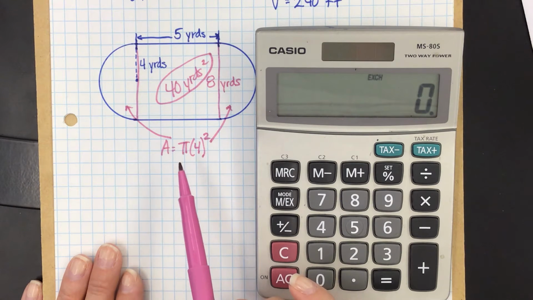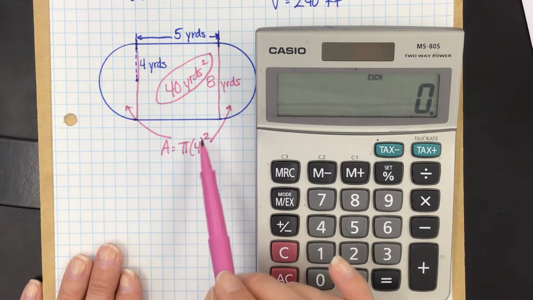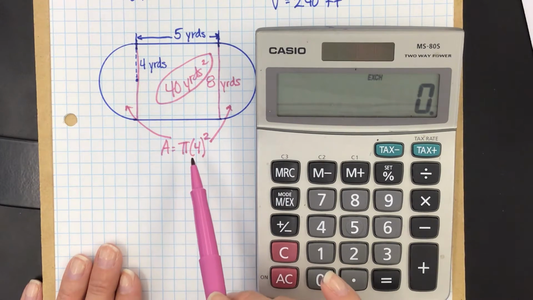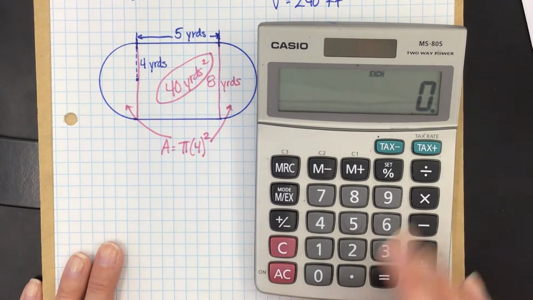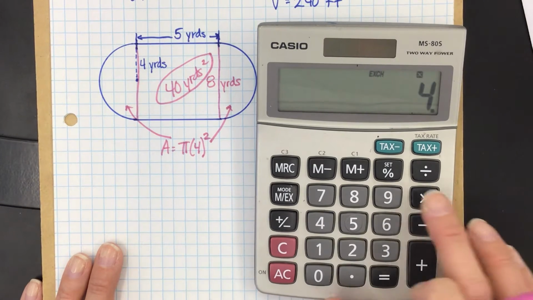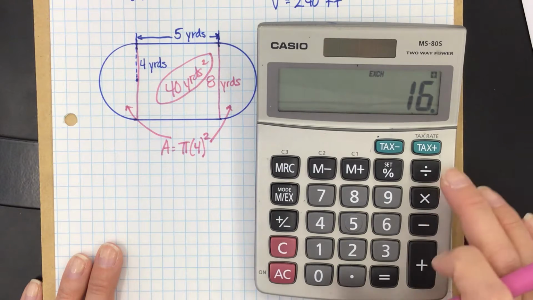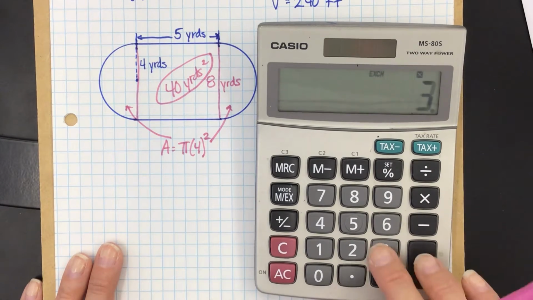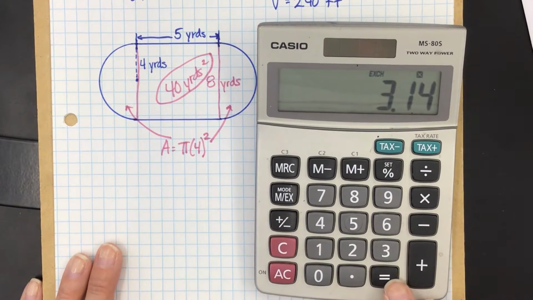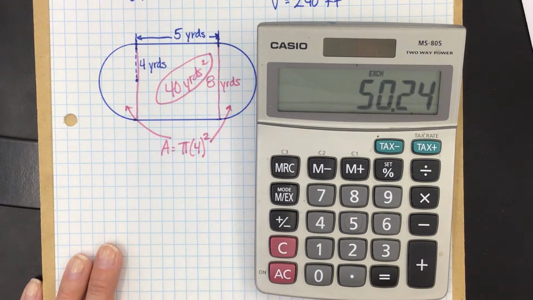That's going to mess you up. You have to use order of operations, so make sure you square the 4 first, and then multiply by pi. So I'm going to do 4 times 4. So there we have it. It's 16. Then I will multiply by pi, and I use 3.14 because I have a 4-function calculator that doesn't have a pi button. Okay?